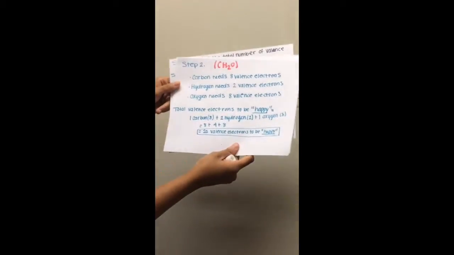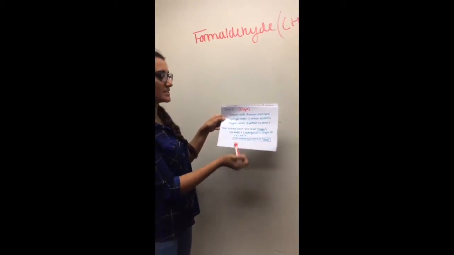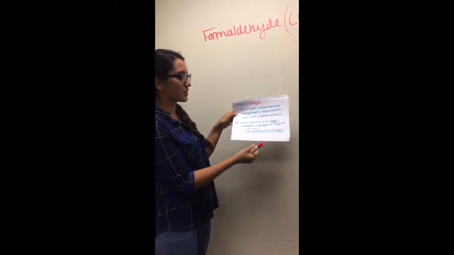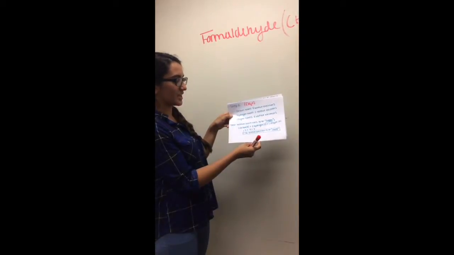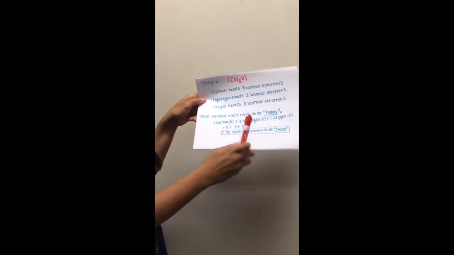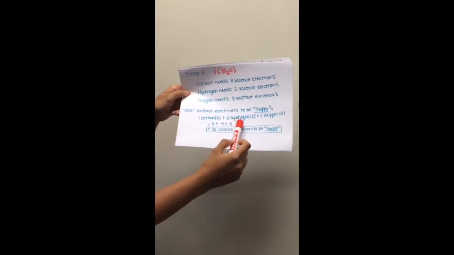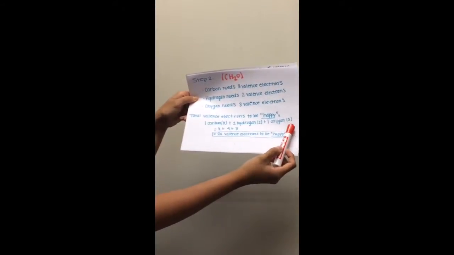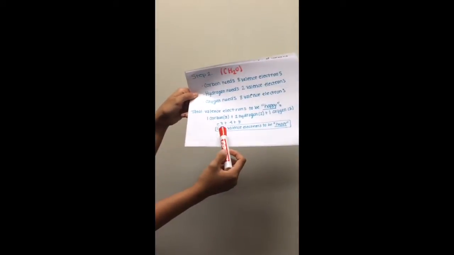Step 2, to make the atoms happy. The carbon needs 8 valence electrons, hydrogen needs 2 valence electrons, and oxygen needs 8 valence electrons. So in total, to make it happy, we have 1 carbon of 8 valence electrons, 2 hydrogens of 2 valence electrons, 1 oxygen of 8 valence electrons, which comes up with 20 valence electrons to be happy.